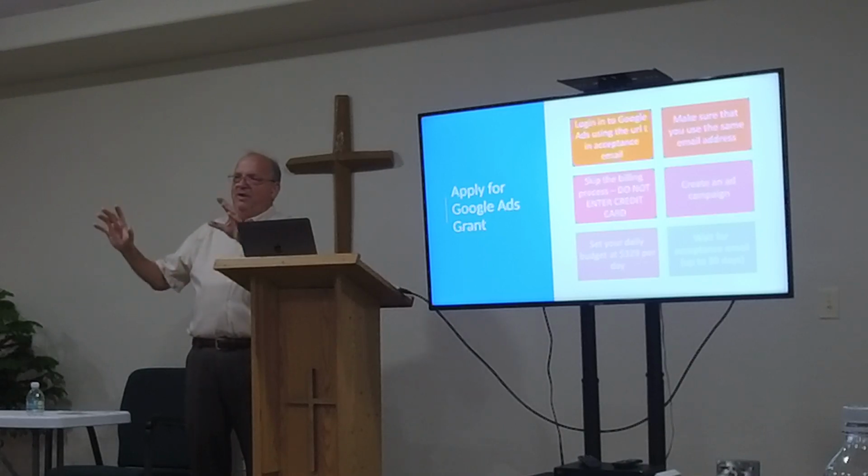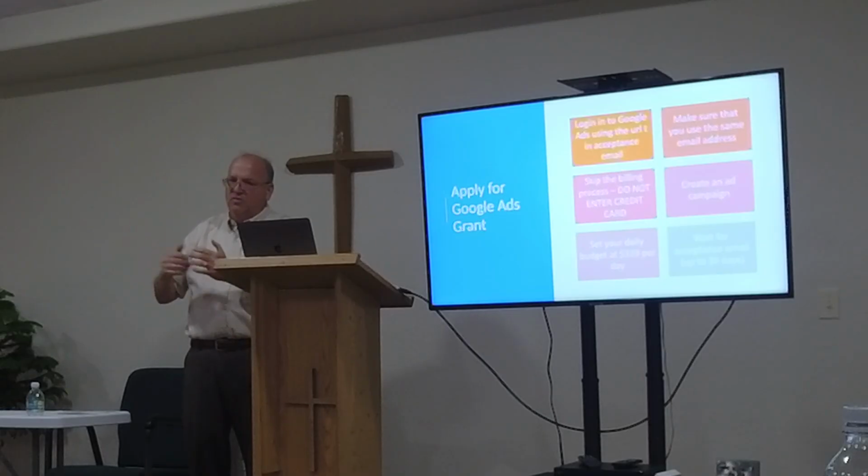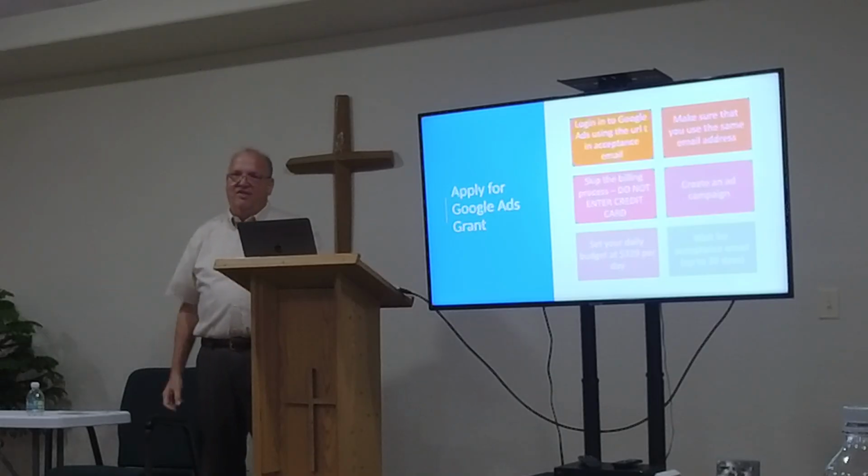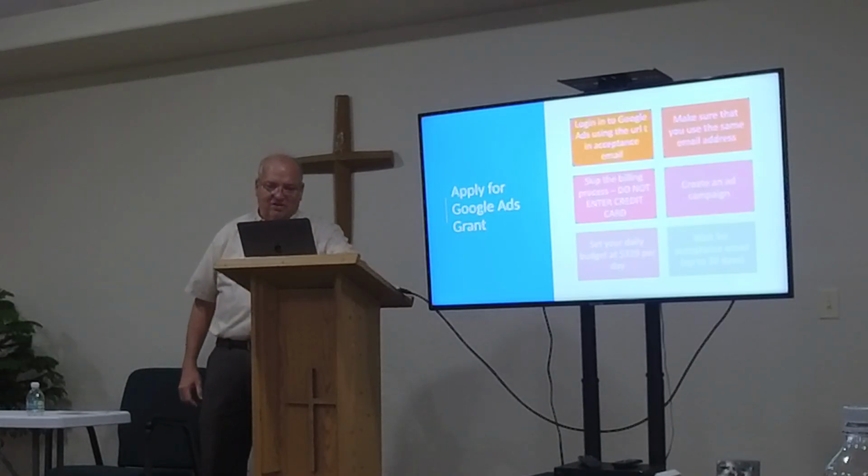So an ad campaign, you define the area that you're trying to reach, the geographic area, the purpose of the ad, and then you create the actual ad itself, and then you choose the keywords that you want to trigger the ad. So you create an ad and an ad campaign. You set your daily budget at $329 per day. So that's how you're going to get your $10,000 a month. It averages out to about $329 per day.